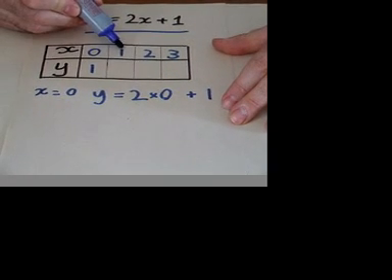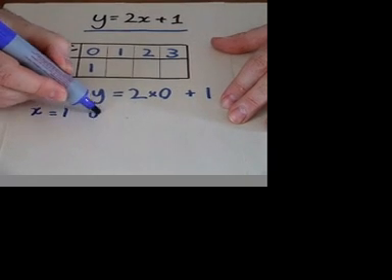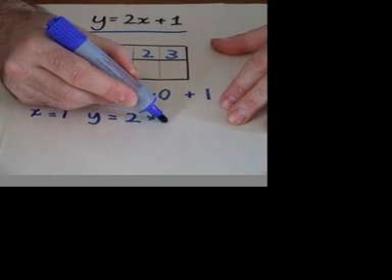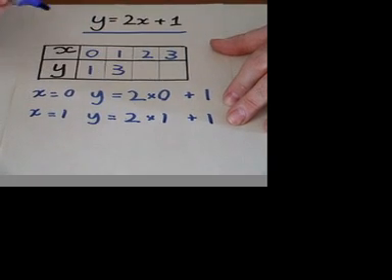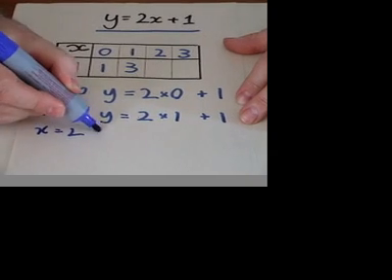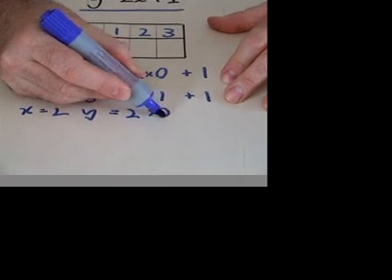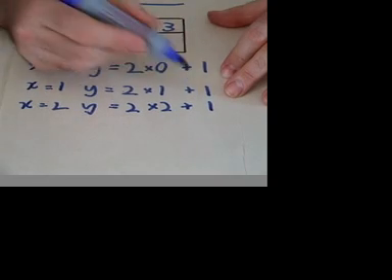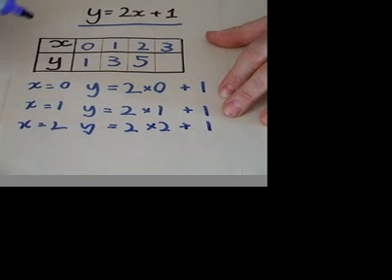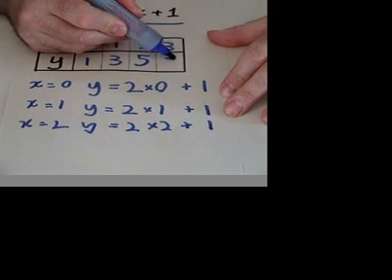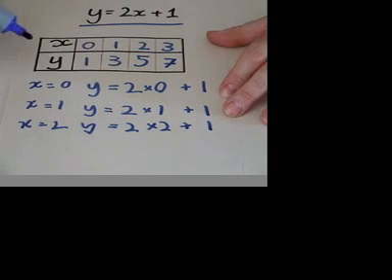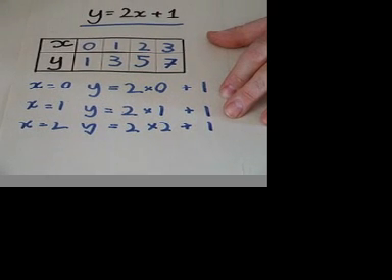The next one, x is 1. So when x is 1, y must be 2 lots of 1 plus another 1. 2 ones are 2, add 1 is 3. So my x value is 1, the corresponding y value is 3. When x is 2, we have y equals 2 lots of 2 plus 1, 2 2s are 4, add 1 is 5. And the same when x is 3, 2 lots of 3 is 6, add 1 is 7, so y will be 7. So that's putting the values of x in and finding the corresponding y values.